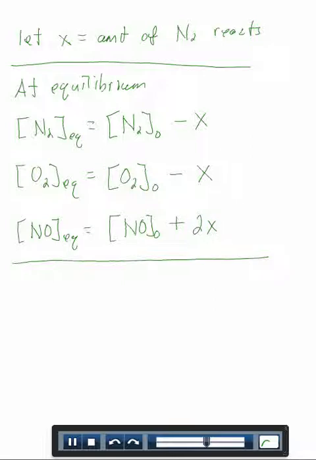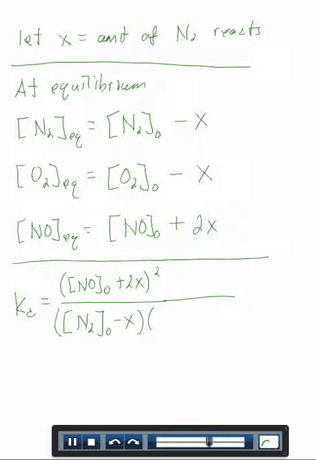Now we can substitute back into the equilibrium expression, and if we know the initial amounts, we only have a single variable, X, and we can easily solve the equation for X.